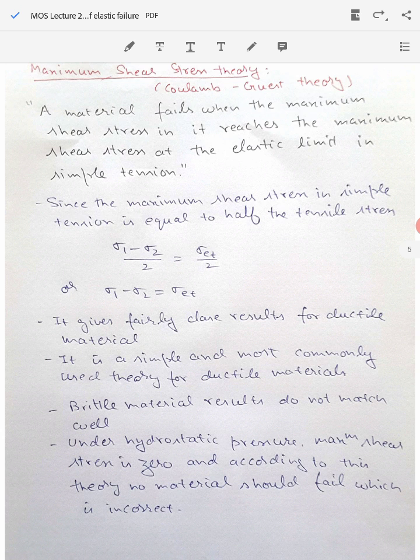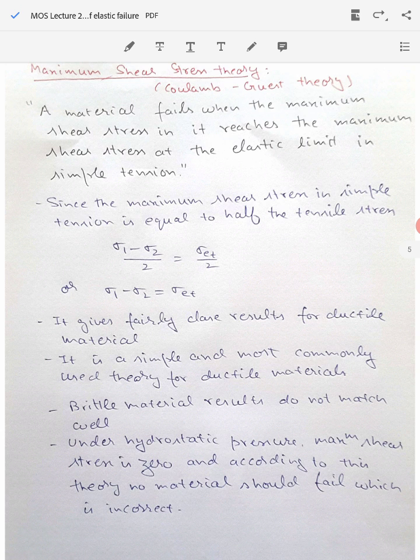That maximum shear stress in the complex state of stress that you have calculated, tau max, reaches the maximum shear stress at the elastic limit in simple tension test. So that means in a simple tension test, at 45 degrees there will be a plane where the shear stress shall be maximum. You calculate the value of the maximum shear stress at the point of elastic limit in the simple tension test by knowing the normal stress. You can always calculate half of it, and that will be the maximum shear stress in the case of simple tensile test.